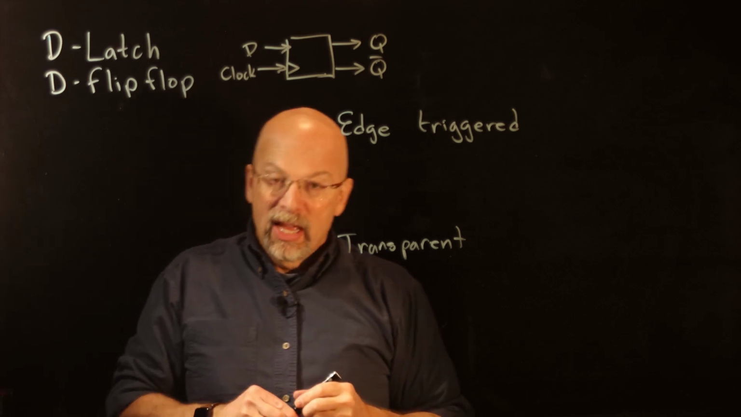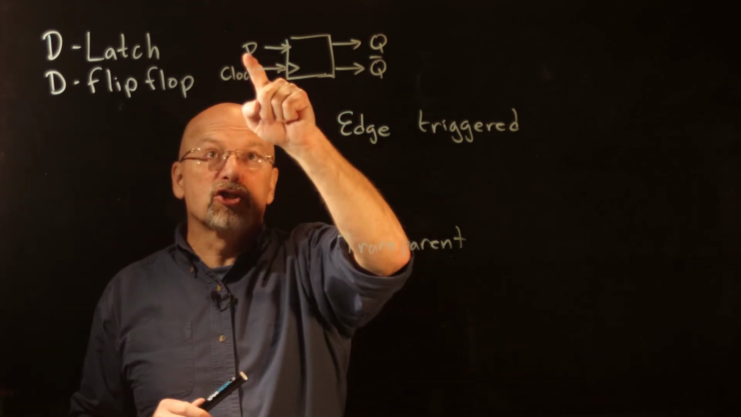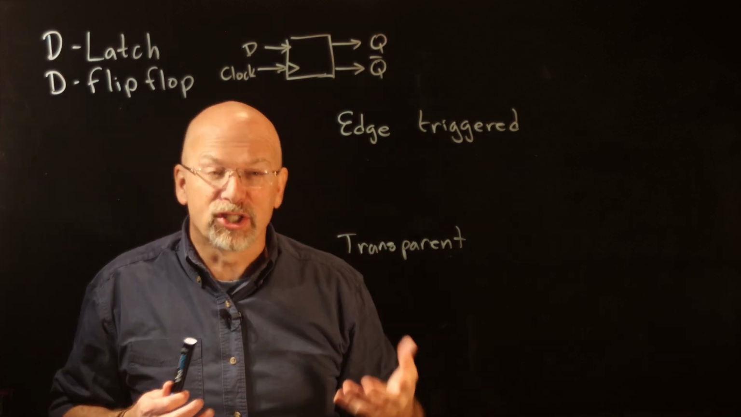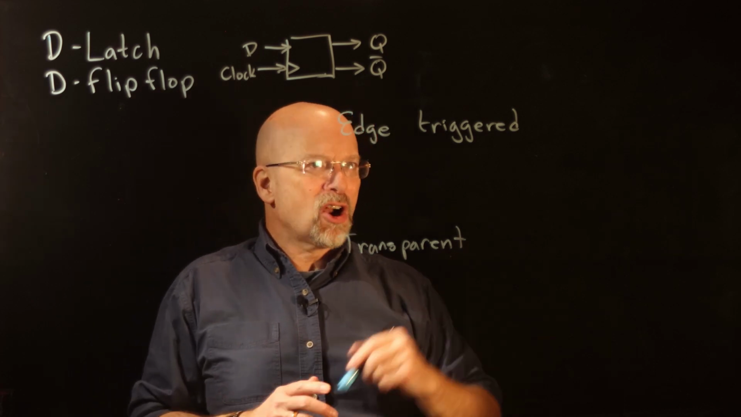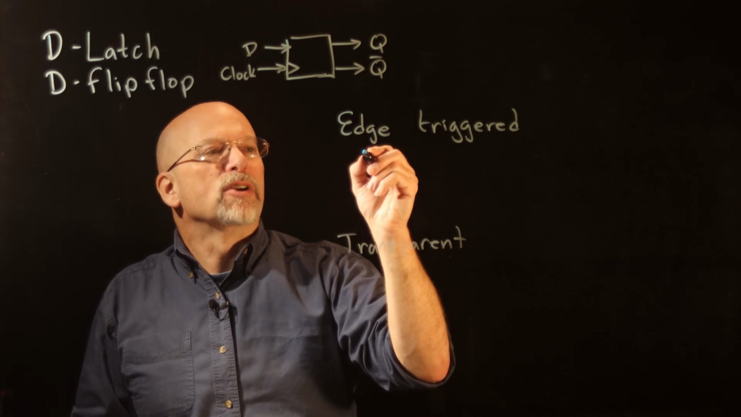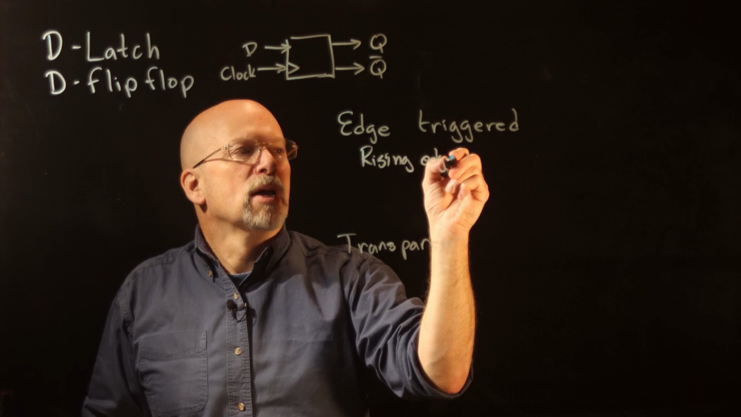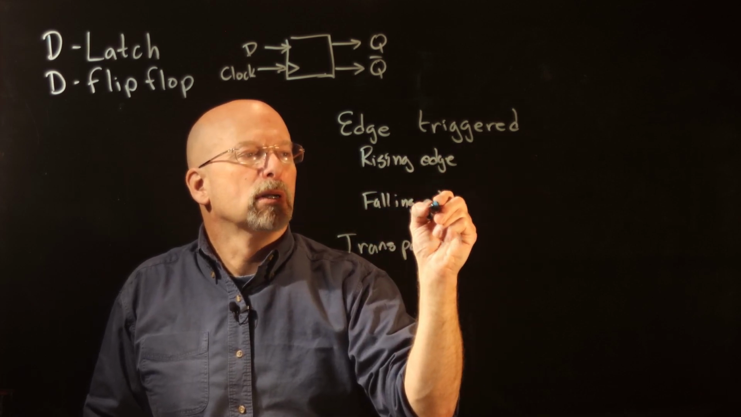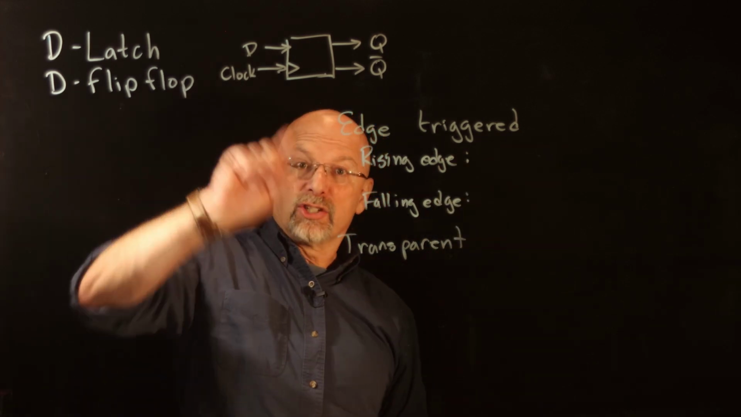Okay. Now, this entirely defines how the clock stores D, or how the clock triggers or causes the storing of D into Q. And let's start with this edge triggered. There are actually two types of edge triggered. There's one that's called rising edge, and then there's also falling edge. And this is all, once again, based on the clock.